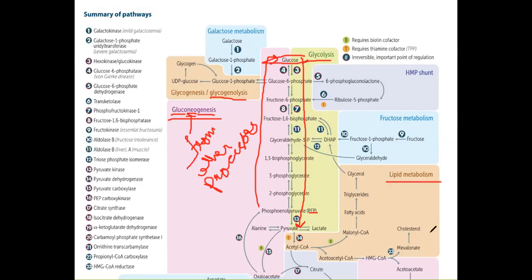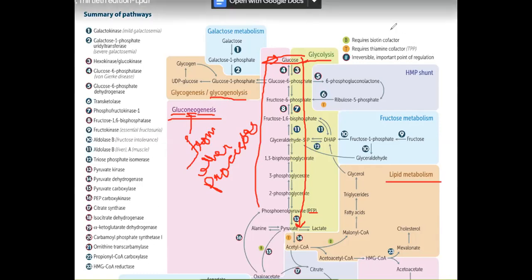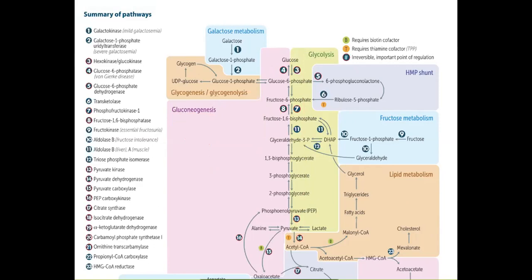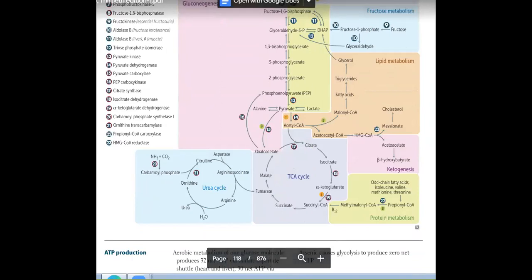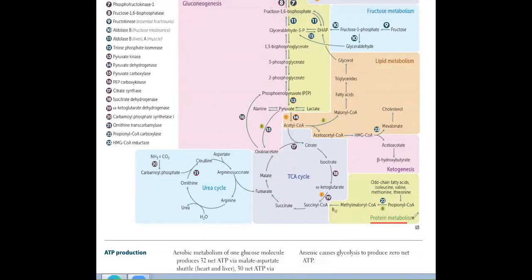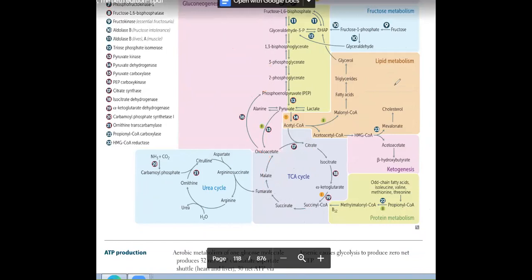lipid metabolism, or when it forms from protein metabolism, you see this whole process is going on: succinyl CoA, and then malate, oxaloacetate, and then oxaloacetate is converting to PEP. Okay, and then this PEP will go straight up and will convert to glucose. So we can form glucose from protein metabolism as well. We can form glucose from lipid metabolism as well.